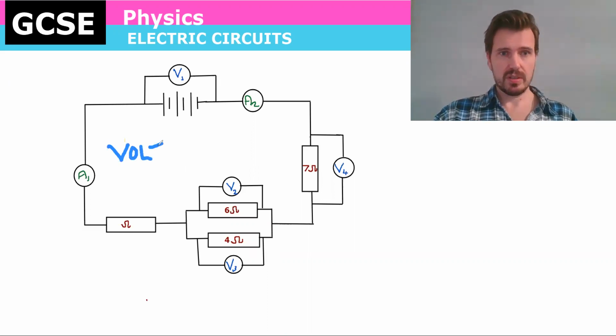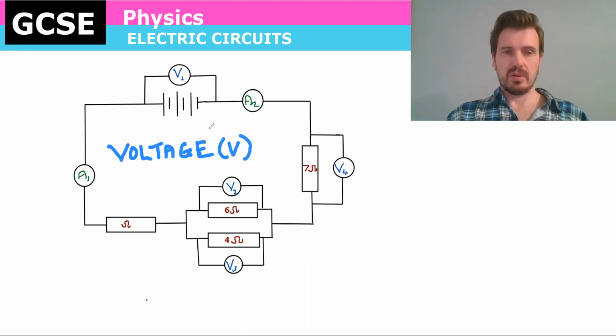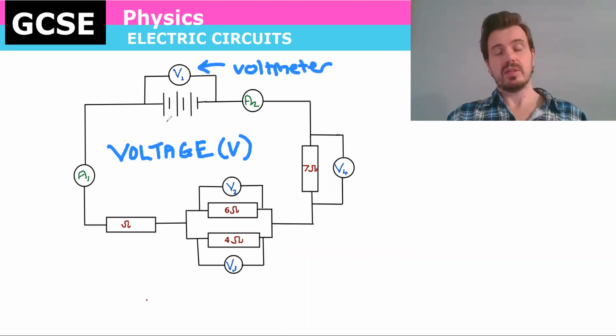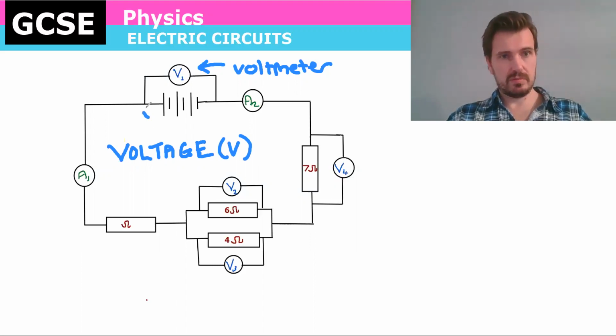So voltage is measured in volts, and it's measured by a voltmeter, which we see here. Voltmeters are connected in parallel. The reason they're connected in parallel is because voltage is potential difference, so it measures the potential between 2 points. That's why it's in parallel. Between this point here and this point here, it measures its potential.